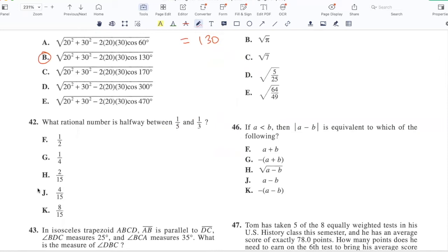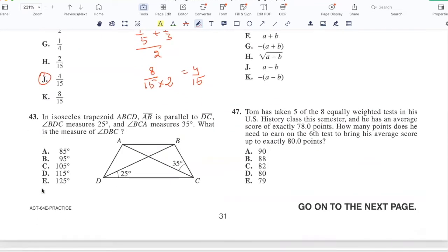What rational number is halfway between 1 by 5 and 1 by 3? So that will be the average of the two. So 1 by 5 plus 1 by 3, divided by 2. So that's 8 by 15 divided by 2. So that's 4 by 15, right? J.